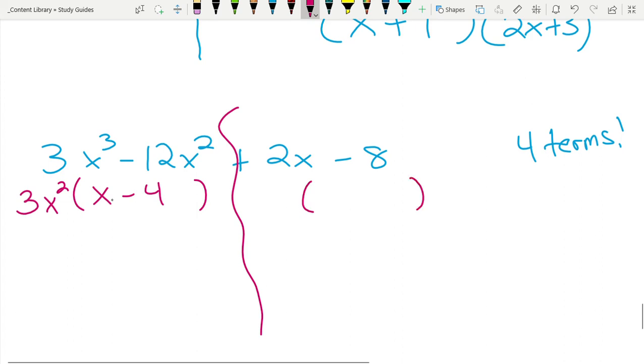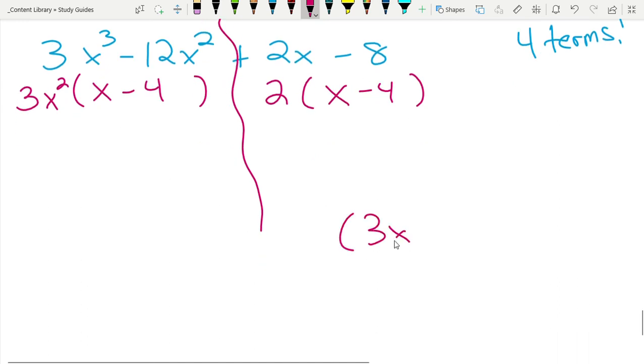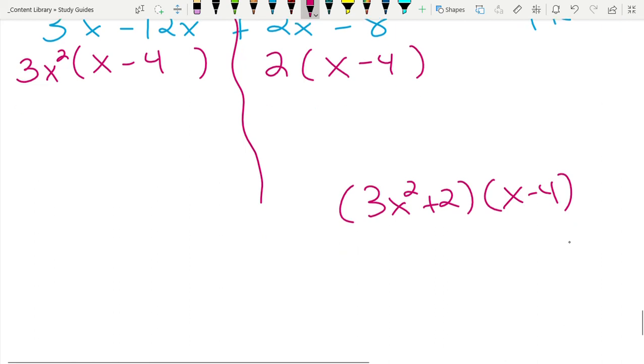Again, I've got x minus 4 there, so I have to use it over here. So what times x minus 4 could give you 2x minus 8? Well, that would be a 2. So we've got our outsides, which is 3x squared plus 2, and we've got our insides, which is x minus 4.